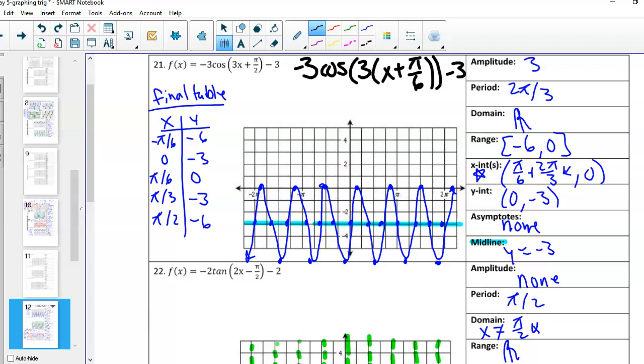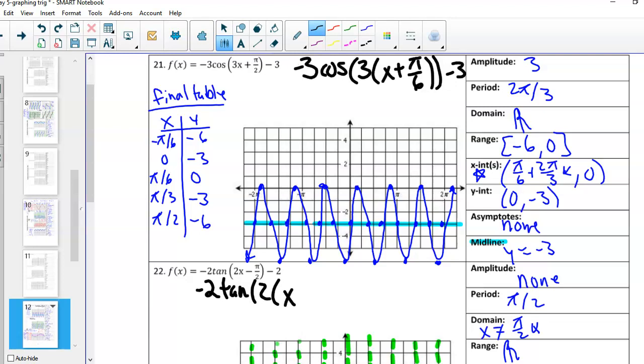So if you did not do that part first, your phase shift is messed up. Your graph is messed up. You have to factor out that number in front of x first. Okay. Let me go ahead and write that for this one too. Oh, and that's how you get your period?